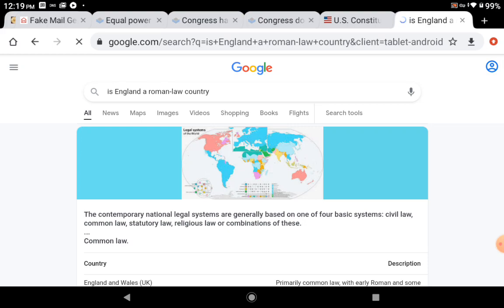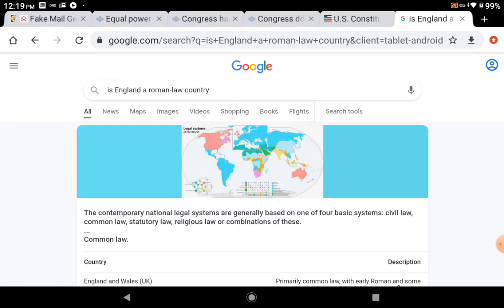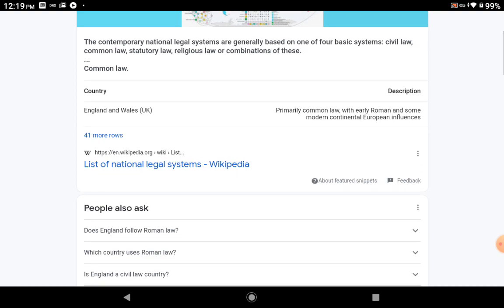It even puts it right here. The contemporary national legal system is generally based on one of four basic systems: civil law, common law, statutory law, religious law, and a combination of these. Do you understand? They do civil law. Civil law is Roman law, ladies and gentlemen. That's why it's labeled that way.